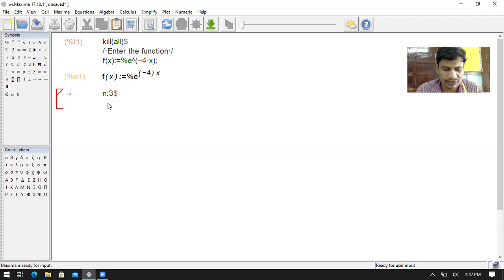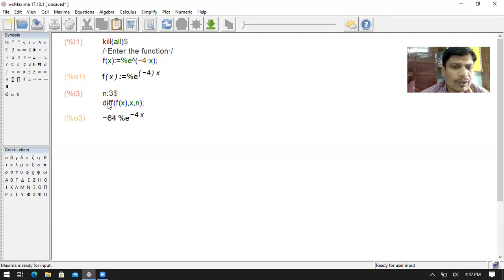Next step is differentiate. Differentiate means diff of f of x, then comma x comma n, then semicolon. Then shift enter. See here, this is your own program.